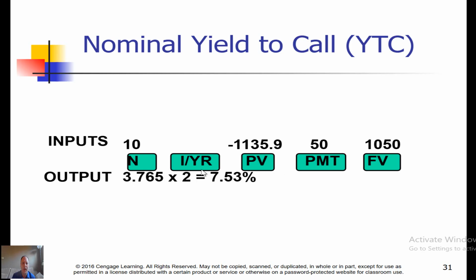And you compute I, you get 3.765%, which is the semi-annual yield to call. You multiply by 2, and you get 7.53%. So in this example, an investor in this bond is not going to make the 8% yield to maturity, most likely, because most likely the bond will be called in 5 years, and they will only make the 7.53% rate of return.